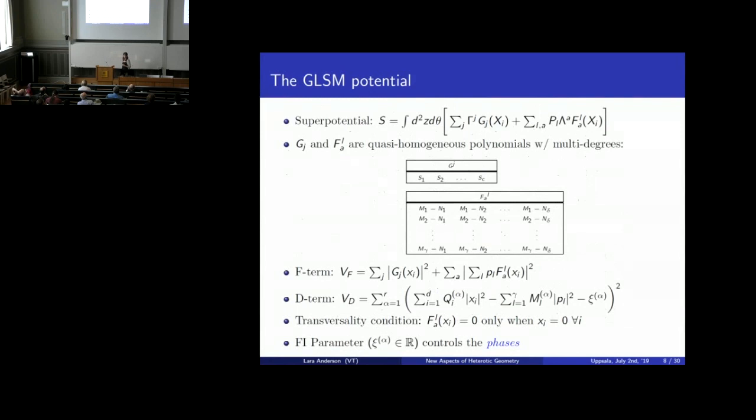So the gauge linear sigma model has a superpotential built out of the fields in play, these gammas, general homogeneous polynomials in the X's, and likewise over here. G and F are quasi-homogeneous polynomials with given multi-degree. This potential will give rise to F-term and D-term constraints that have to be set to zero to have a good vacuum. There's a transversality condition that is normally imposed, which is that this polynomial here is going to be zero only when all the Xi's are zero. We'll see in a second why that is. This is to guarantee good smooth geometries in a geometric phase. And there are Fi parameters associated to the U(1)s, which are going to control the phase structure of the GLSM.